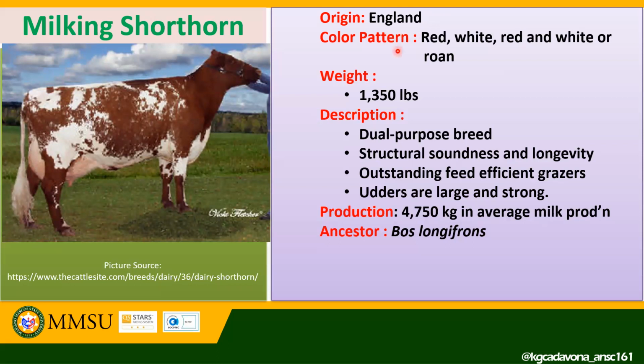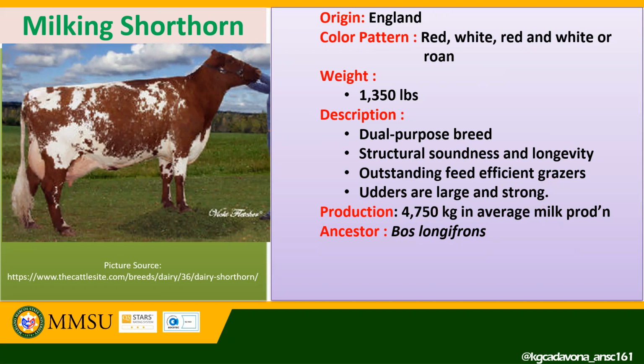Then as per for the color pattern within their body, the milking shorthorn cattle can be red and white or roan in color, and they reach a mature weight in average of 1,350 pounds. So si milking shorthorn is usually known for their structural soundness and longevity, and they are also reported to have outstanding feed efficiency in comparison to other breeds that I have already discussed. Then their horns are relatively large and strong.